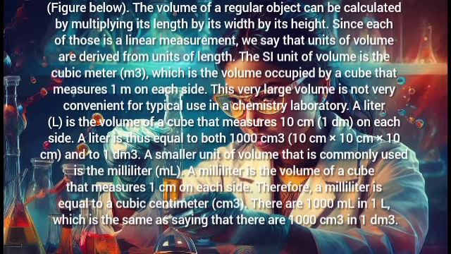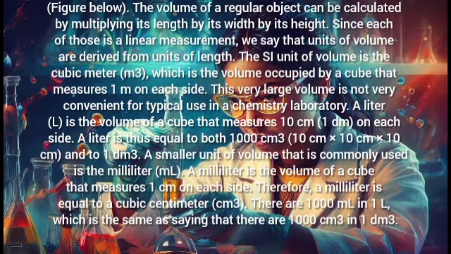Volume is the amount of space occupied by a sample of matter, figure below. The volume of a regular object can be calculated by multiplying its length by its width by its height. Since each of those is a linear measurement, we say that units of volume are derived from units of length. The SI unit of volume is the cubic meter, m³, which is the volume occupied by a cube that measures 1 m on each side. This very large volume is not very convenient for typical use in a chemistry laboratory.